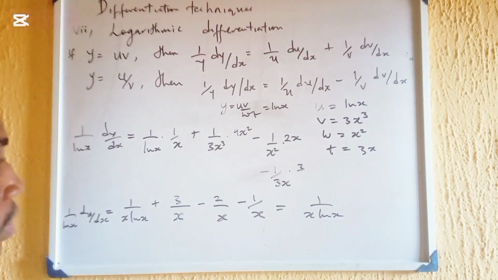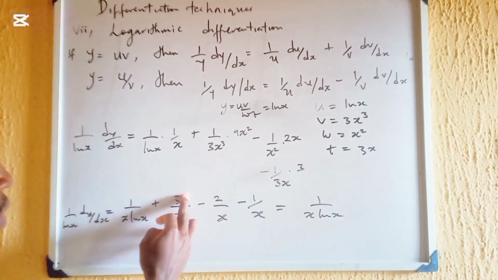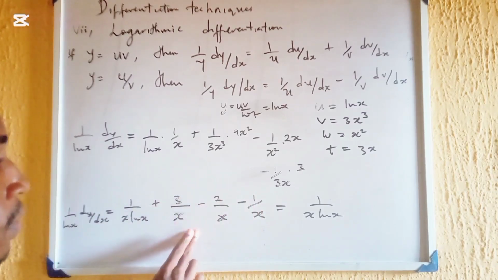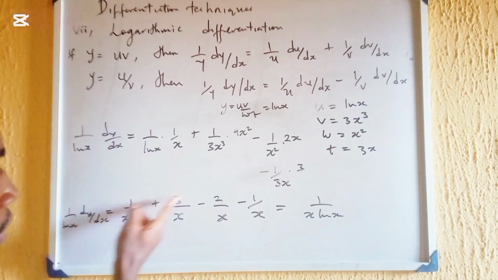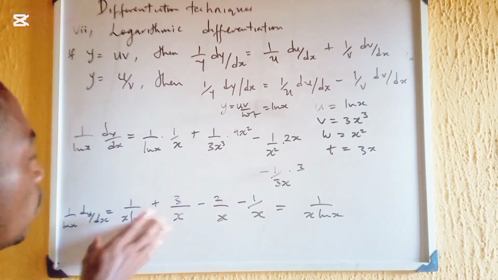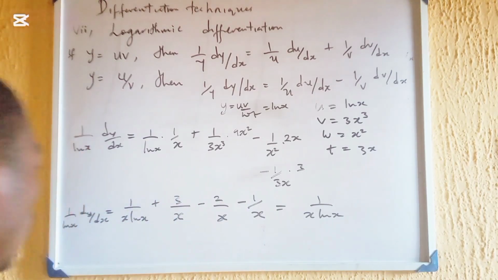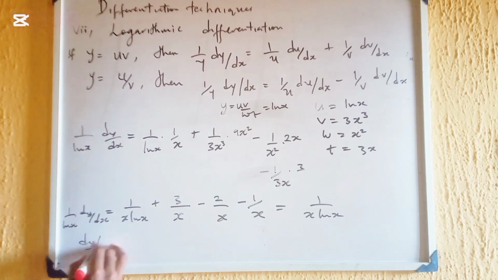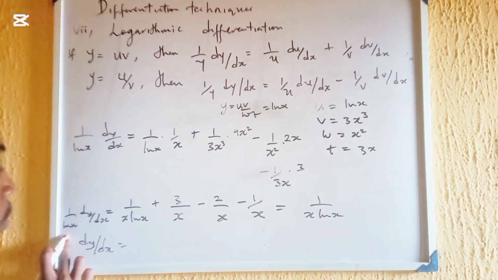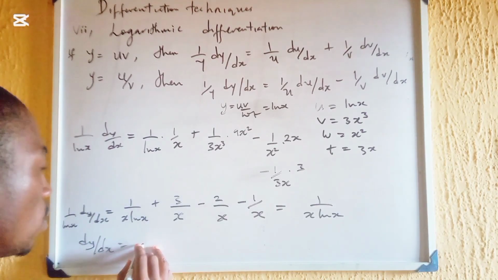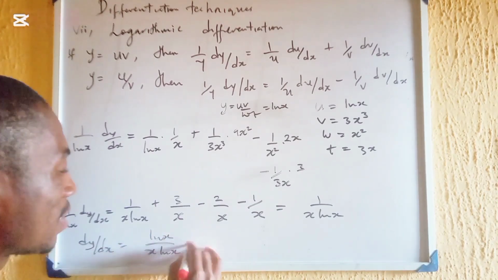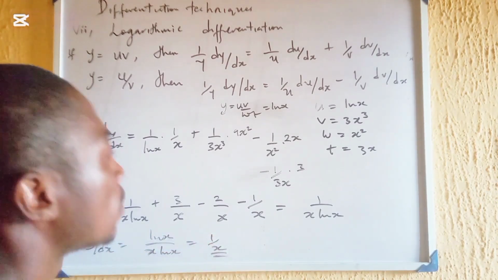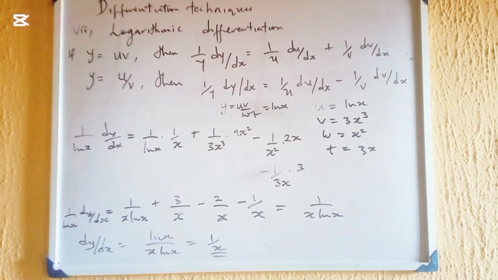Why is it the same thing as 1 over x ln x? 3 minus 2 minus 1 gives us 0. Remember, we have 1 over x, 1 over x, 1 over x. Then we have 3, 2, 1. So here we'll have 0. Then we are left with 1 over x ln x. That means dy/dx is equal to, bring your ln x to this side of the equation, you'll have ln x over x ln x, and that gives you 1 over x. So you can see that we got the same thing using this technique.